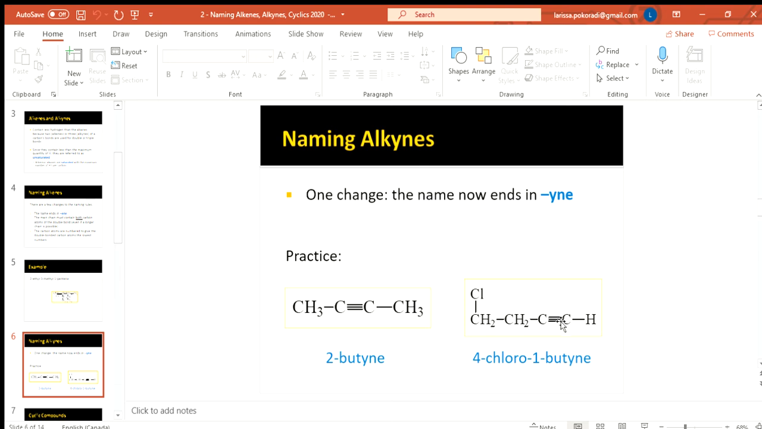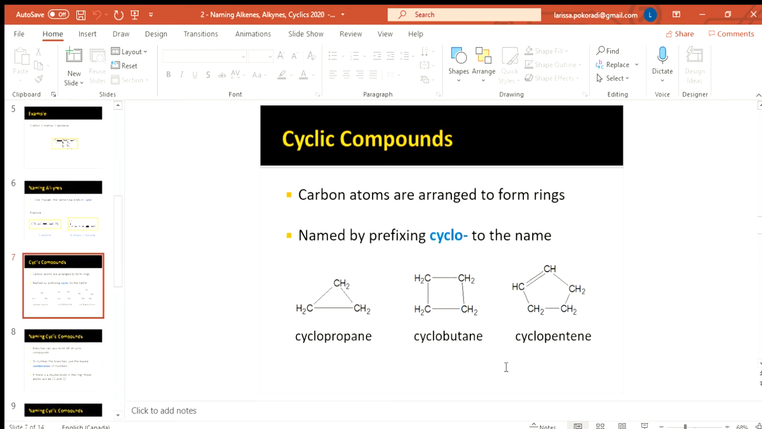The carbon triple bond, though, is in between 1 and 2 now, so we use the lower of the 2 numbers and call it a 1-butyne. And that chlorine is sticking off of the last carbon, carbon 4. It's a 4-chloro-1-butyne. So that quickly got us through alkenes and alkynes.